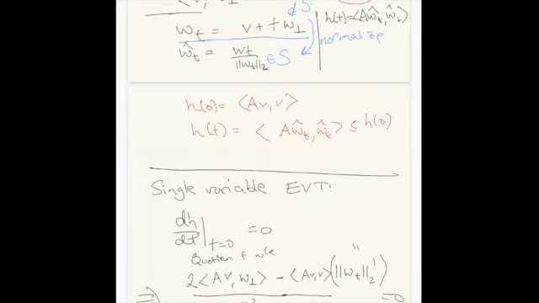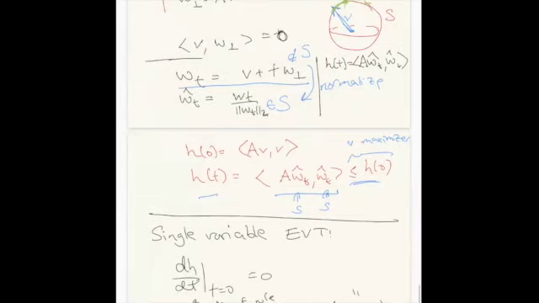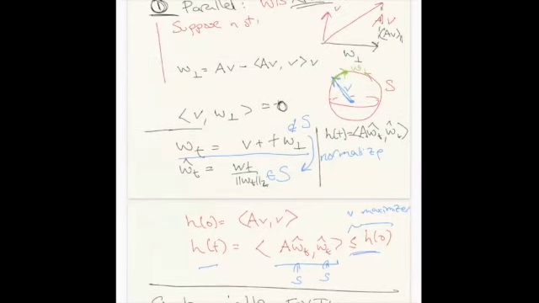Well, what do we know about this function? H of 0 is equal to AB inner product with V. Okay. H of t is AB inner product with W_t hat, which is another point in S. So because V is a maximizer, these points are always less than or equal to H of 0.